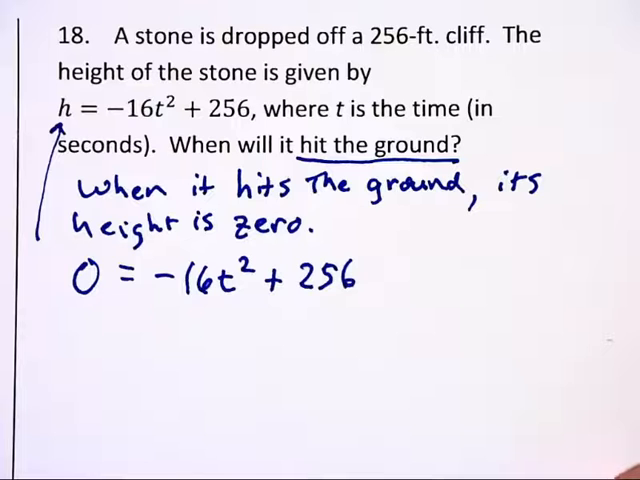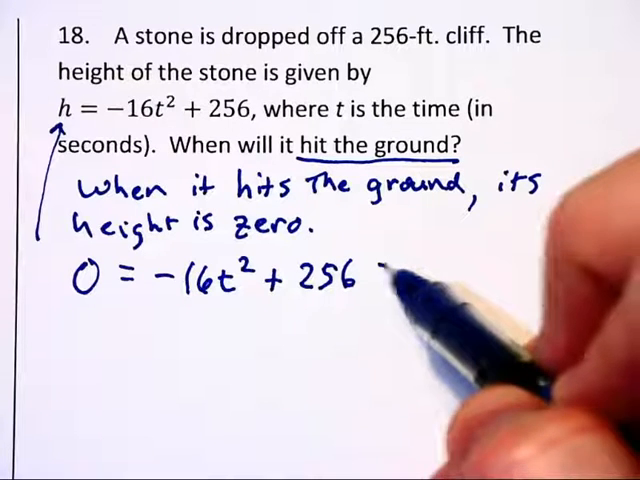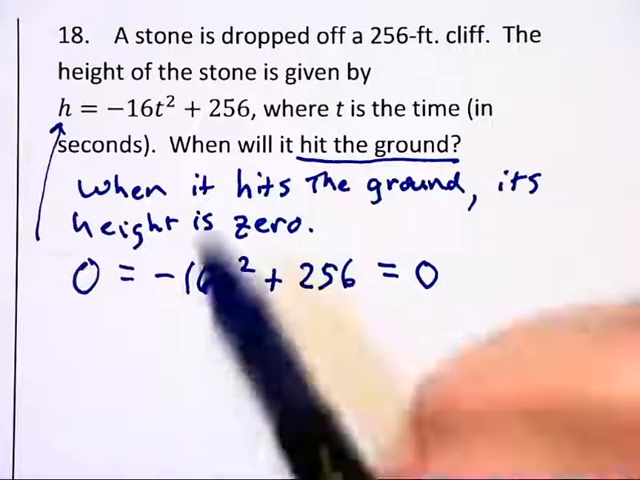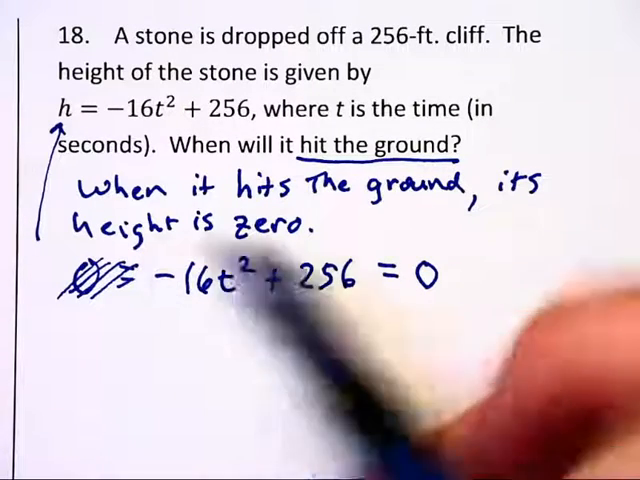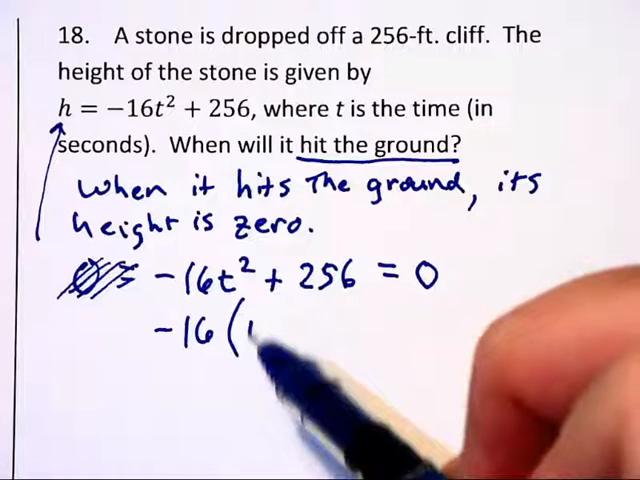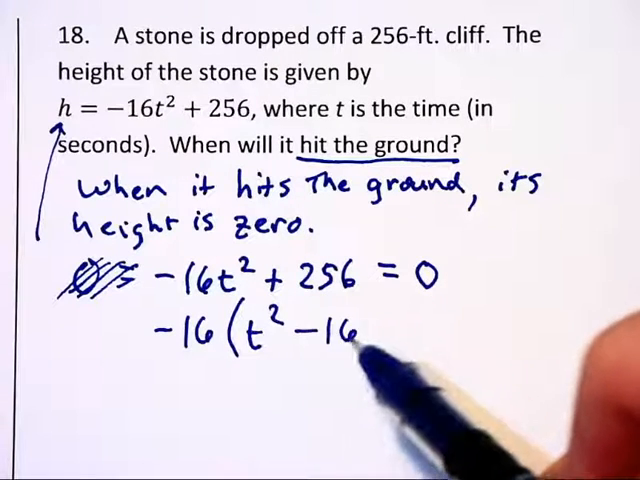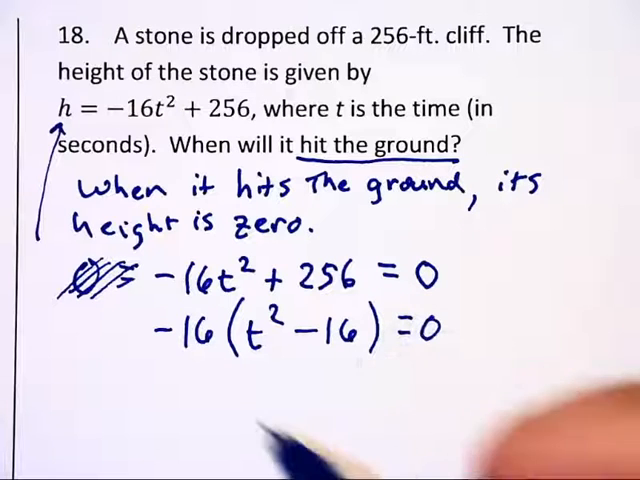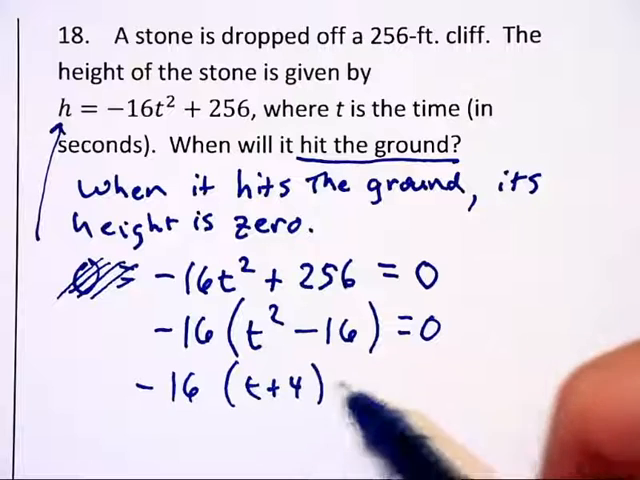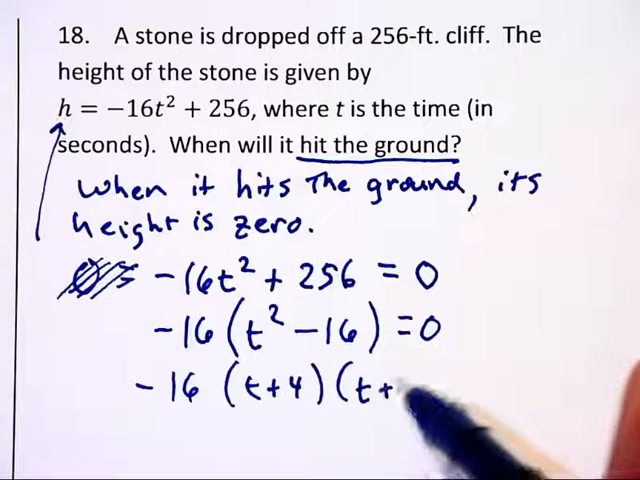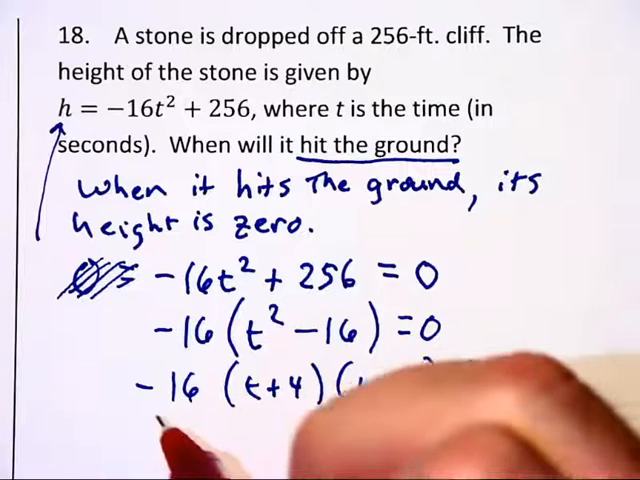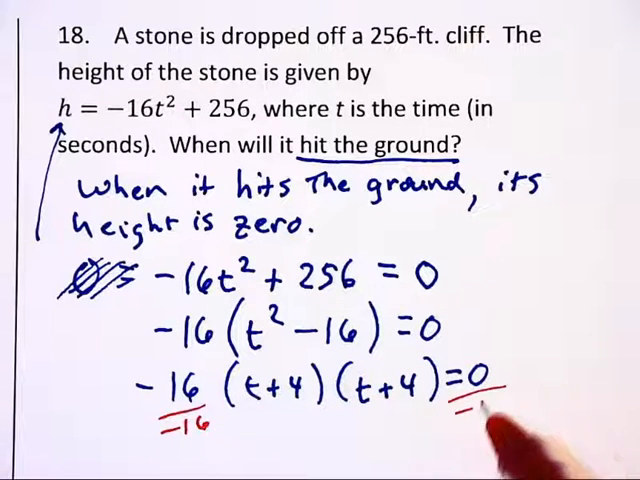Now I don't like it in this form. If I want, I can put the equals 0 on the right. That kind of helps. Let me cross off the 0 on that side. Let's factor out the negative 16. That leaves me with t squared minus 16 on the right, which is the difference of 2 squares. I really don't need to pay attention to that negative 16 out in front because there's no variable with it, and if I were to divide each side by negative 16, it would be gone.